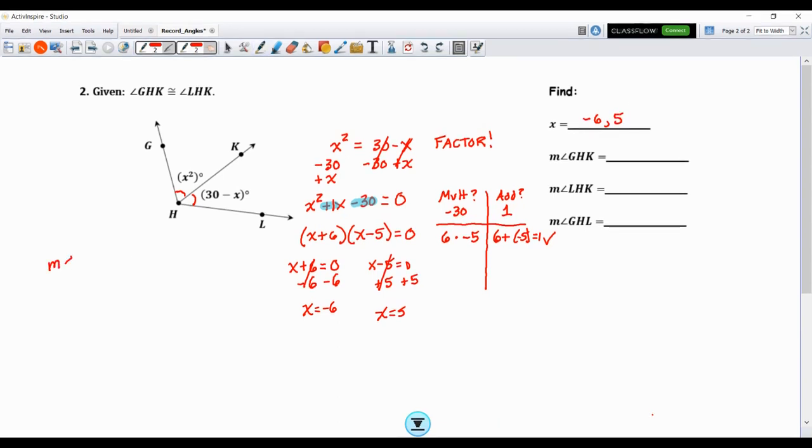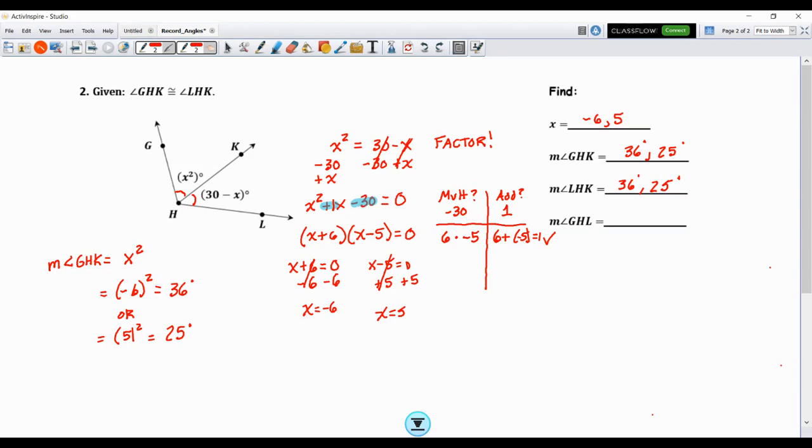Next, we'll find the measure of angle GHK. The measure of angle GHK is equal to x squared, and we have two values for x. One option could be negative 6 squared, which would give us positive 36 degrees. Or another option would be positive 5 squared. Positive 5 squared would give us 25 degrees. So we have two answers for the measure of angle GHK, 36 degrees or 25 degrees. Since these two angles are congruent, we know that the measure of angle GHK is equal to the measure of angle LHK. So we get the same answers for the measure of angle LHK, 36 degrees or 25 degrees.